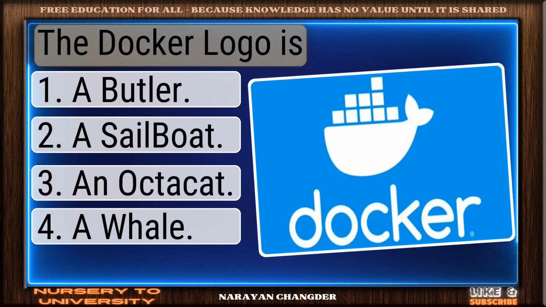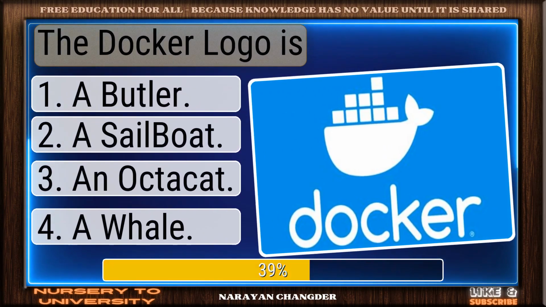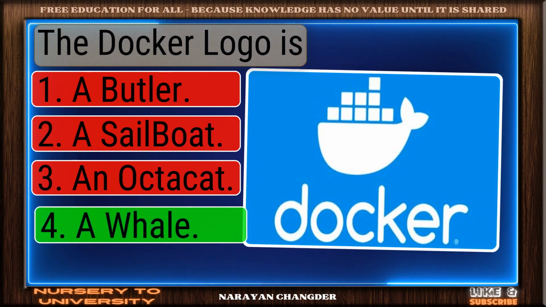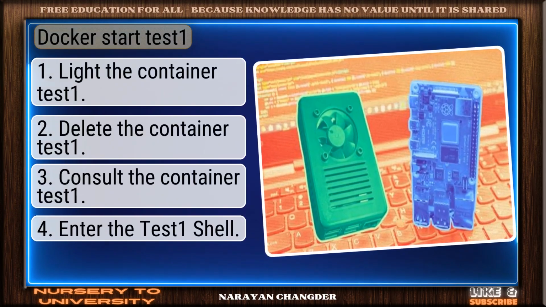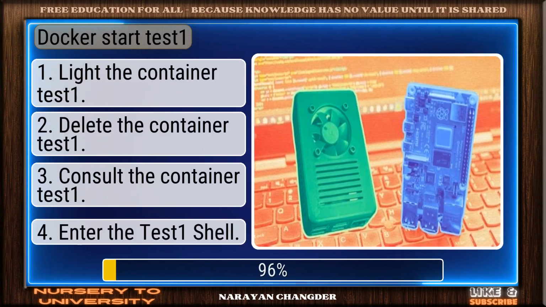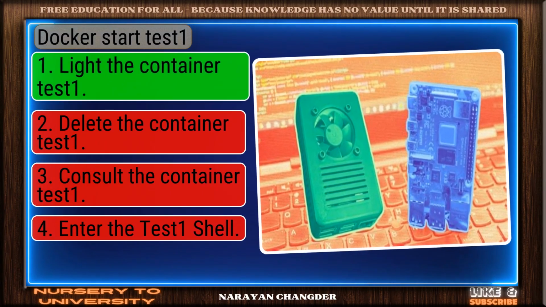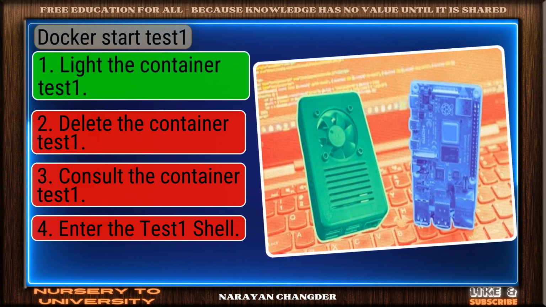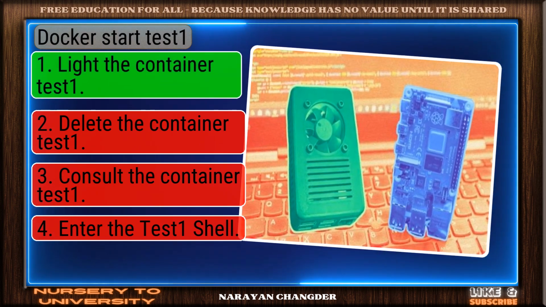Question number 72. The Docker logo is? You chose a whale, and it is correct. Question number 73. Docker start test1. Clear logic. Your choice, light the container test1, is sound and 100% true.